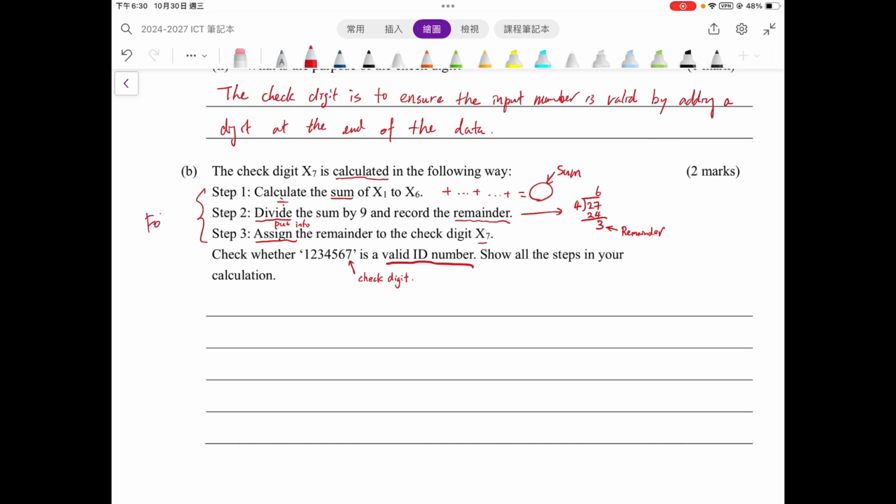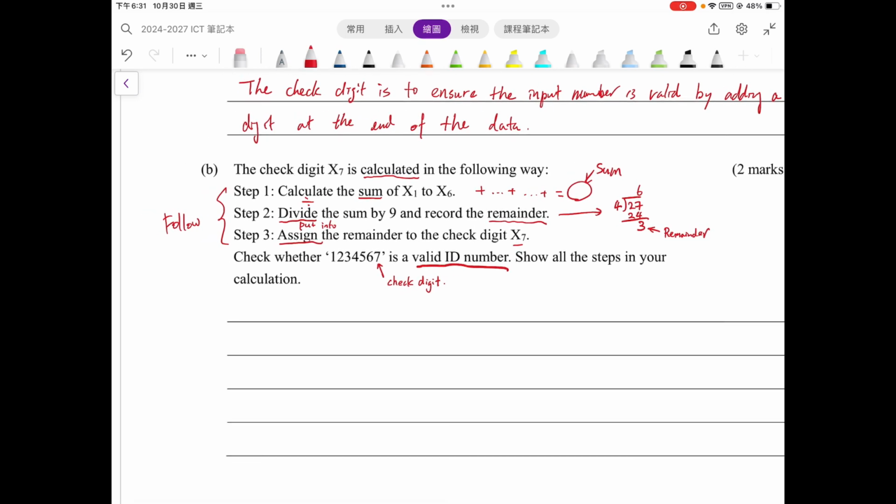Okay, so we are going to follow these 3 steps and check whether the check digit is matched to 7. If it is matched, that means it is a valid ID number. And if it doesn't match the last digit 7, that means it is wrong. So in this case, we just need to follow step 1. We calculate the sum x1 to x6. So we have the first digit 1, and then 2, 3, 4, and then 5, and then 6. You add all the digits, right? And here the sum should be 21 by your calculator.